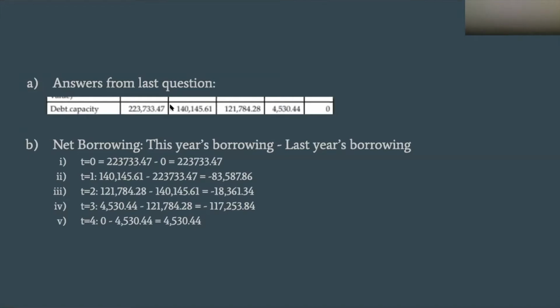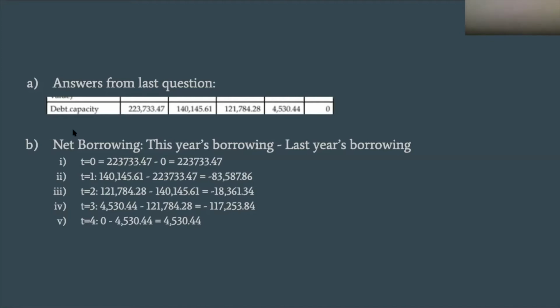At year 1, we can see that the debt capacity has decreased, which means that we have paid off and returned some of the money to the debt holders between year 0 and year 1. This means that we have a negative cash flow, since it's cash flow flowing out of the project instead of in. In year 2, the debt capacity has decreased again, which means a negative cash flow again, and then it continues to decrease until it is 0.